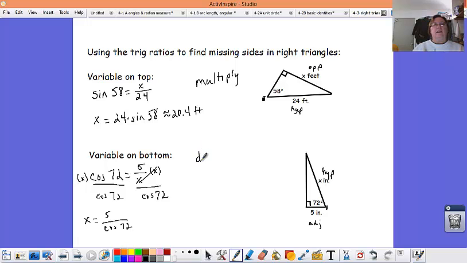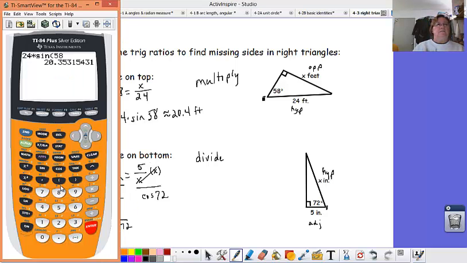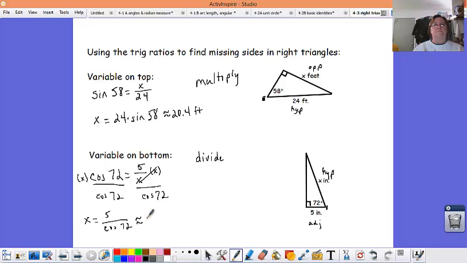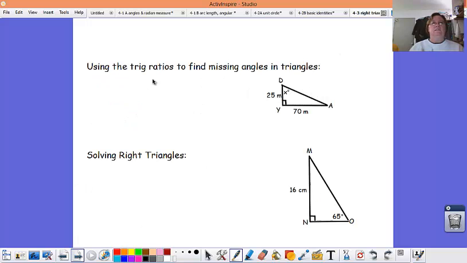And folks, I call this the divide problem because the bottom line is that you divide the number by the trig thing. Okay? Calculator, tell me, 5 divided by the cosine of 72 is approximately 16.2. 16.2 inches. So we've had two types of the possible three. We've got variable on top where we multiply, variable on the bottom where we divide, number by trig, and the last of the types is variable in the angle.